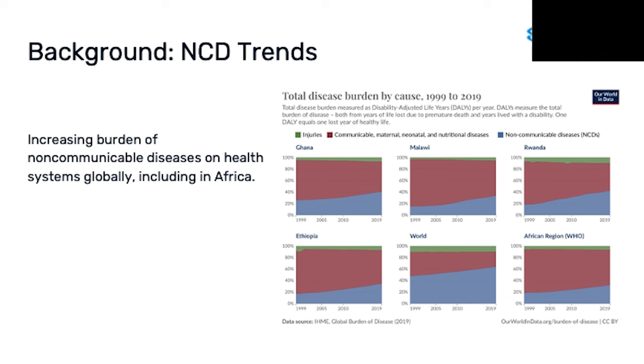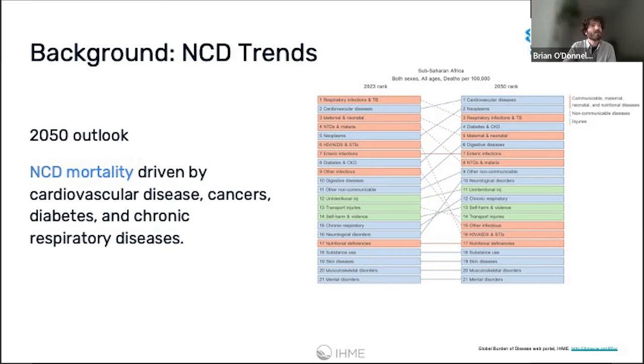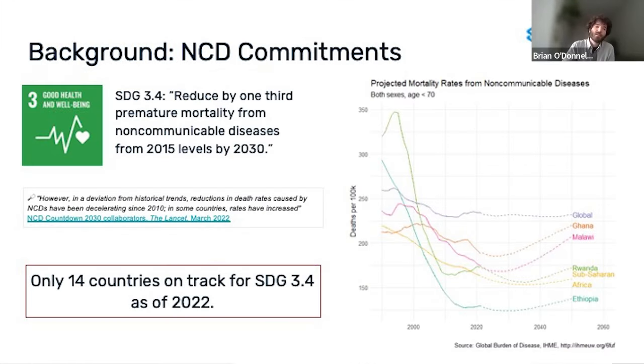Great. So this was just the background of the NCD trends and also talking about the decomposed death rates and projecting them to the future in sub-Saharan Africa. We can see which NCD categories are pushing this transition. So by 2026, cardiovascular diseases will replace respiratory infections as the number one cause of death in sub-Saharan Africa. Moving on to the next slide.